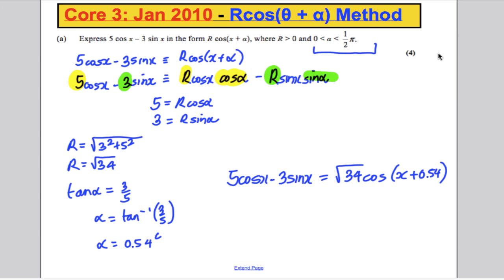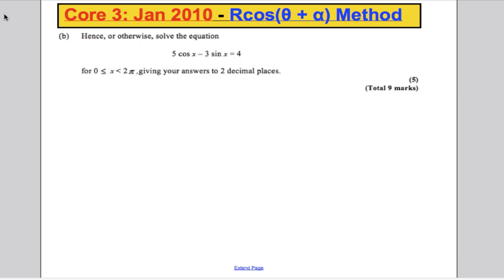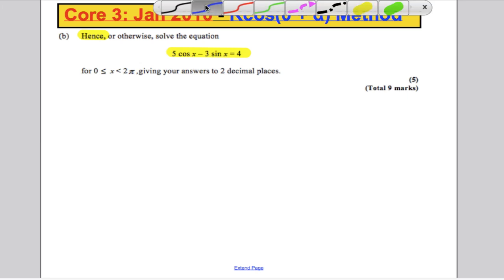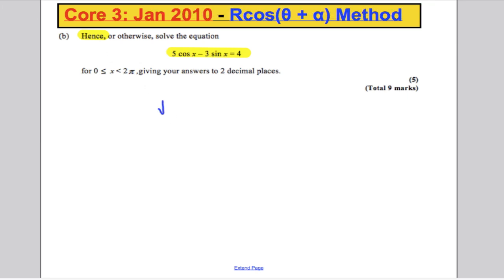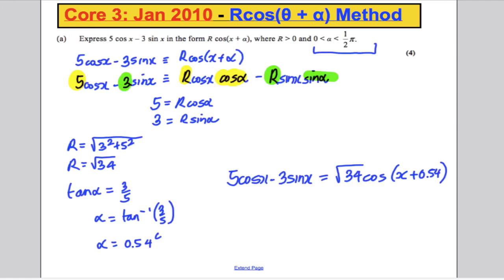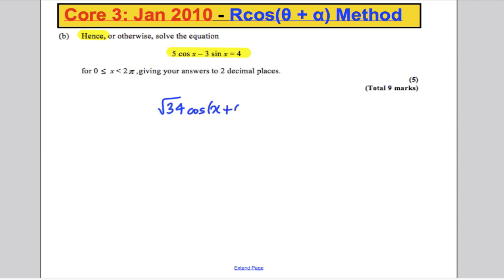Okay, let's move on to the next part. Part B. Hence or otherwise solve the following equation. We're always going to do the hence way. Solving that equation is the same thing as solving the equation the square root of 34 cos(x plus 0.54) is equal to 4. Okay, it's equivalent to that.